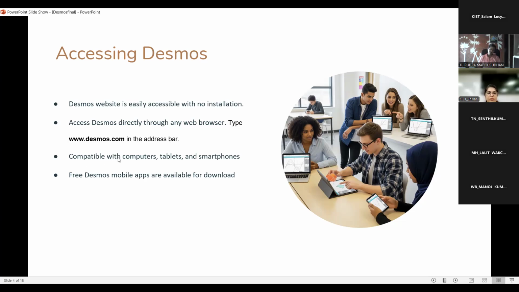It is compatible with computers, tablets, and smartphones. So you can see that we can use it on a laptop, computer, smartphone, and the best part is that it is free. Desmos mobile apps are also available, so you can download it and all the mathematical concepts, all the graphical tools are in your phone.